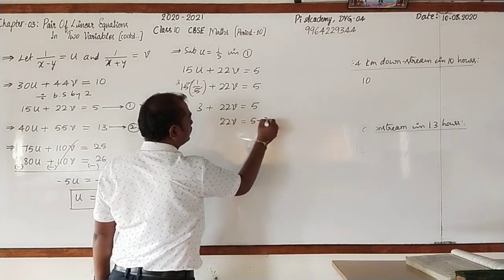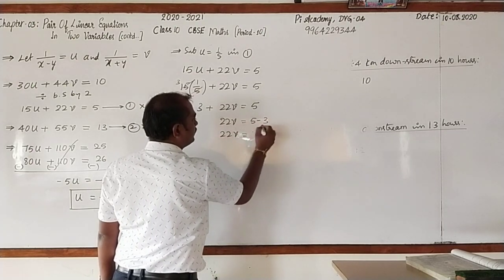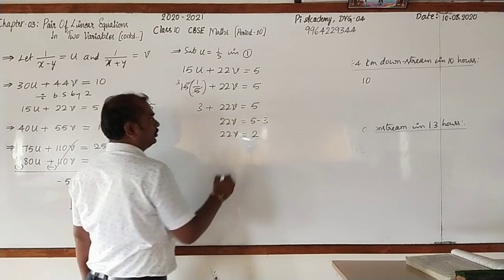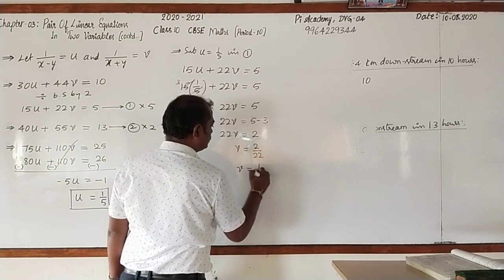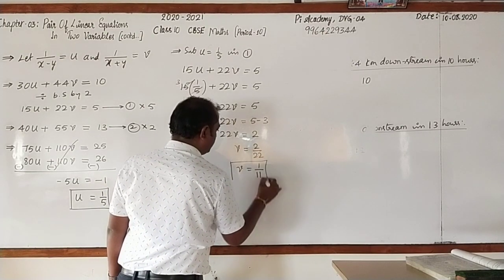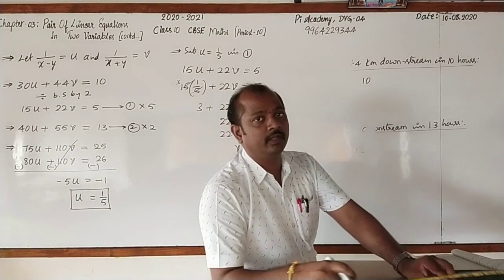22V is equal to 5 minus 3, which is 2. Then V is equal to 2 by 22, so V is equal to 1 by 11. We got both the values of U and V.